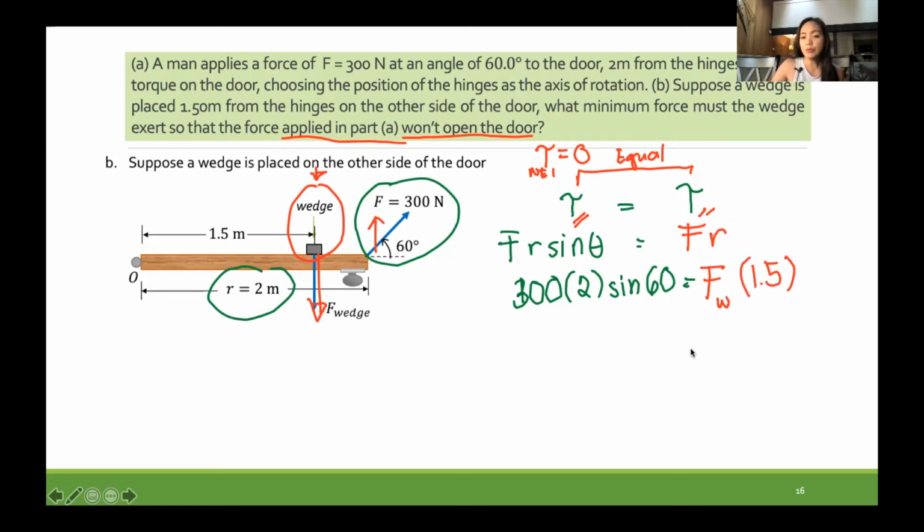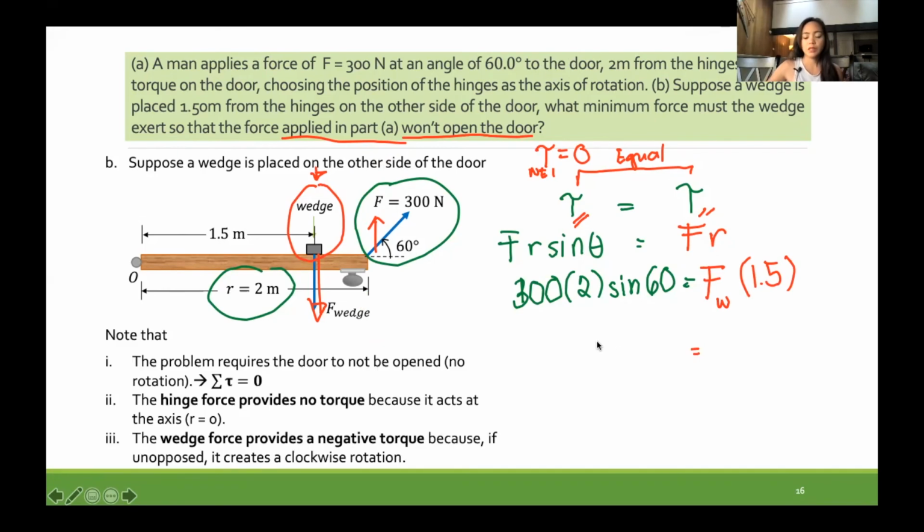So if we compute that, we will have this. We have here 520 newton meters. That will be our torque. And we have here the force. What will be the minimum force of the wedge so that it will not move? Let's divide this by 1.5.